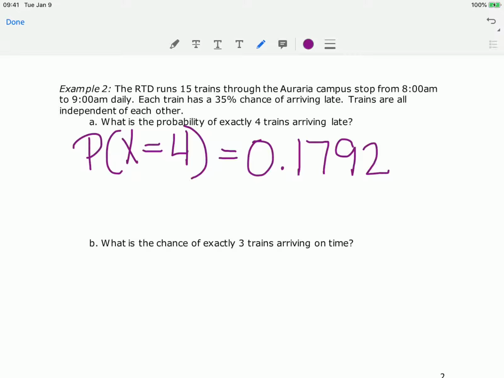So there's a 17.92% probability, or percent chance, that exactly 4 trains arrive late to the station.